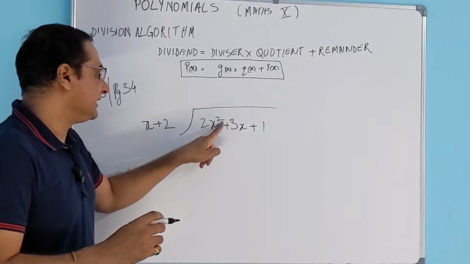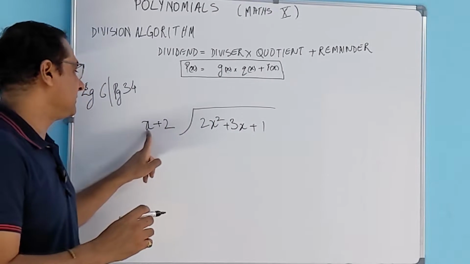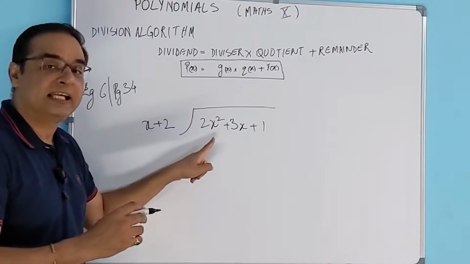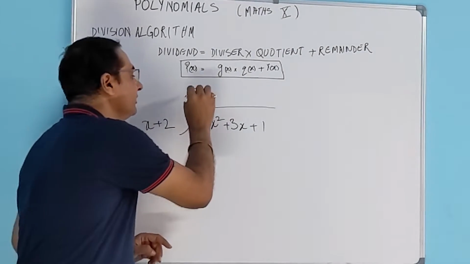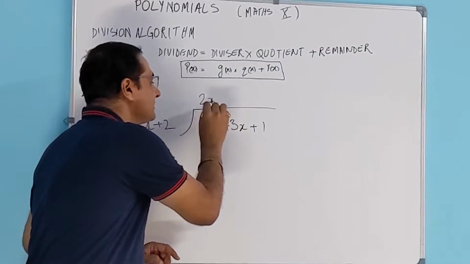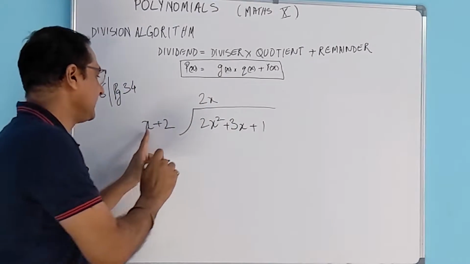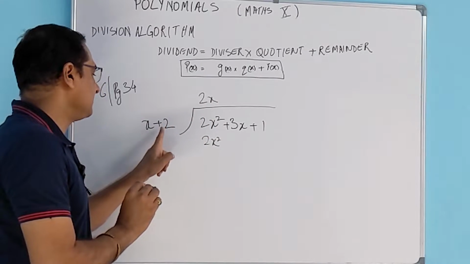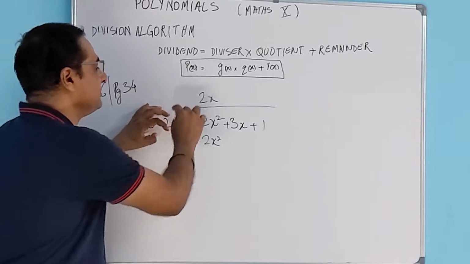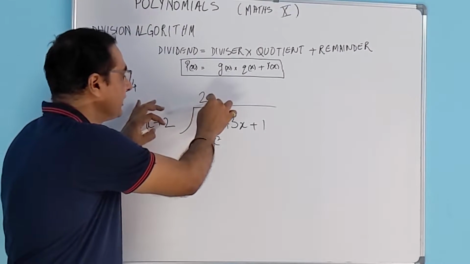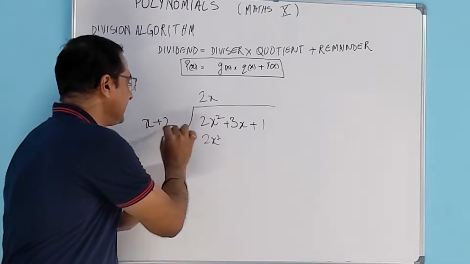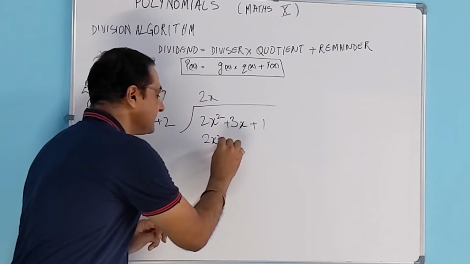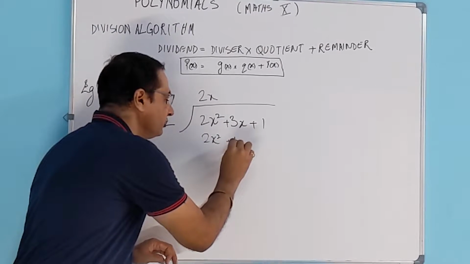So here the degree is 2, that's the first term. If you multiply the first term of the divisor by 2x, we can eliminate this. So we are going to write that as 2x. Now 2x multiplied by x gives 2x square, and 2x is multiplied by 2. So this whole divisor will be multiplied by whatever we are looking at as the quotient. So x multiplied by 2x is 2x square, and 2 multiplied by 2x is positive 4x.